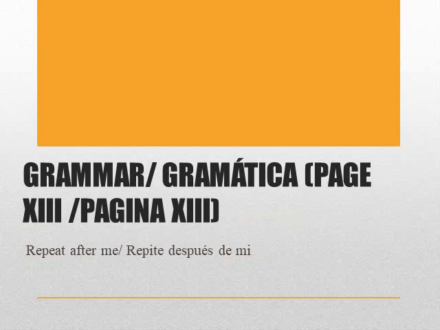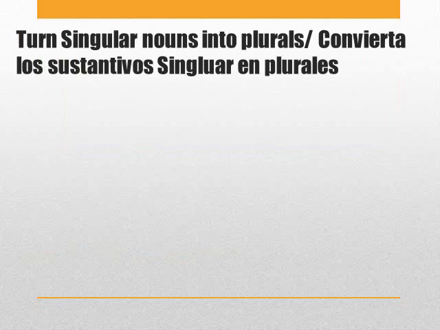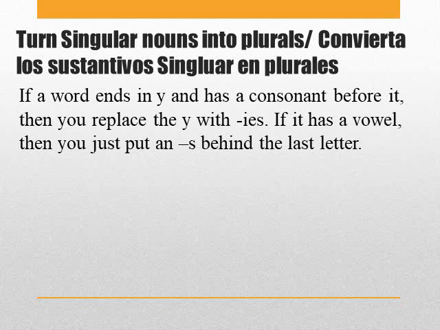Now we are going to review some grammar. Ahora vamos a revisar un poquito de gramática. We are now going to practice how to turn singular nouns into plurals. Vamos a practicar cómo convertir los sustantivos singulares en plurales. If a word ends in Y and has a consonant before it, then you replace the Y with IES. If it has a vowel, then you just put an S behind the last letter.